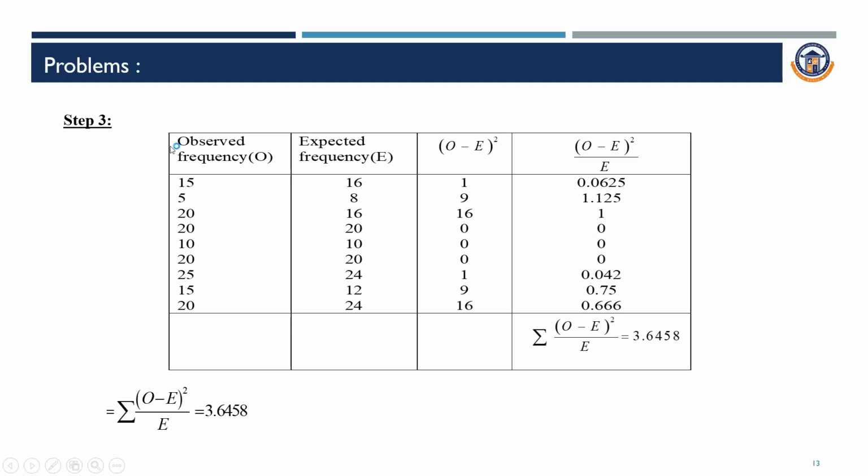Step 3 is the same tabular column. In the first column, we write the observed frequency. In the second column, we write the expected frequency. In the third column, we calculate O minus E whole square. In the fourth column, we calculate O minus E whole square by E. The summation of this value is 3.6458, which is nothing but the chi-square value.